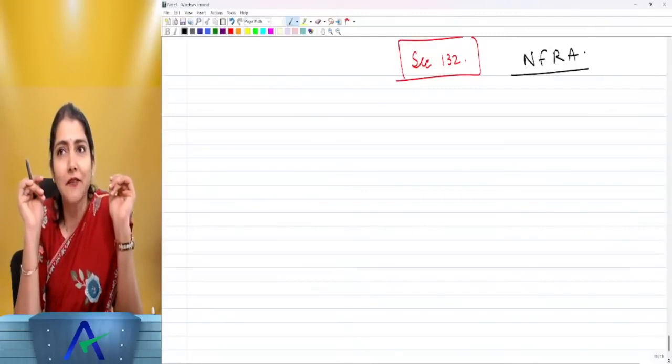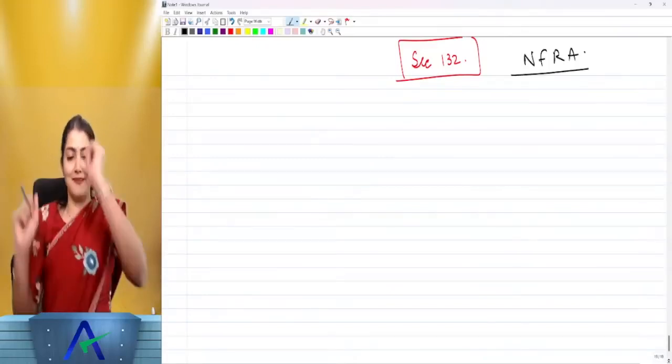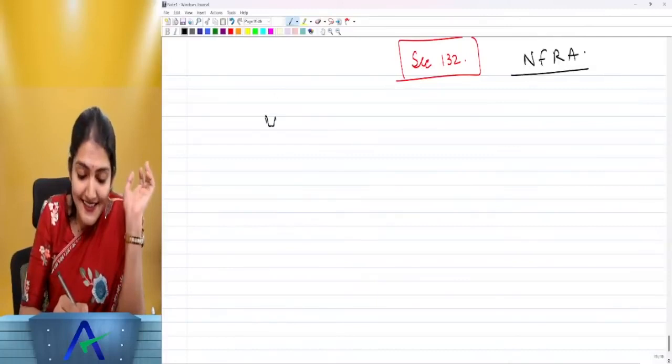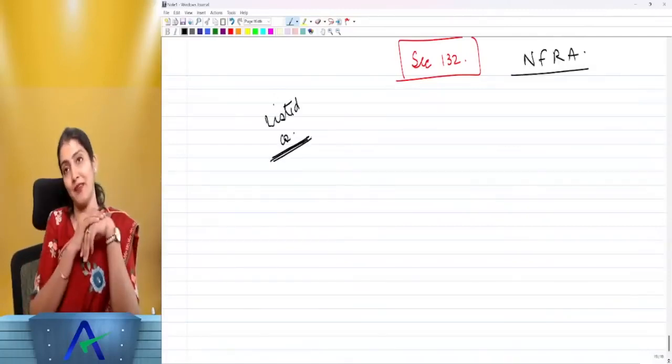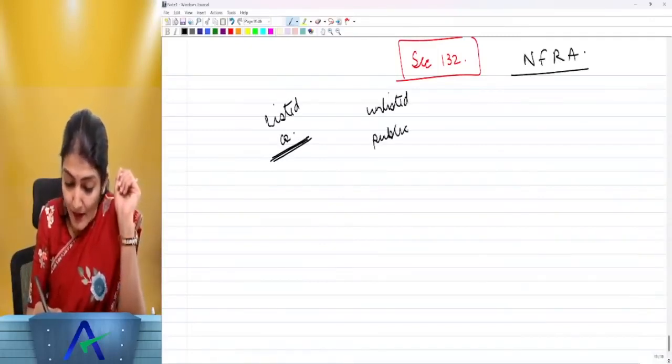Which companies does NFRA watch? Whenever the list of applicability is prepared, the first one to march and sit in the list is who? Very good. Listed company, they come first. Then apart from listed company, unlisted public company. They are second in the line.